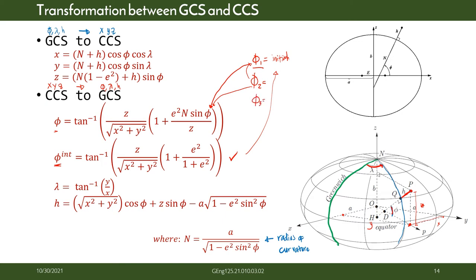If the difference between them, the delta, is around 0.001 seconds, then this is your final latitude. You don't need to input this value again into this equation, because the delta will be negligible, meaning this equation has already converged. When we say converge, it already settles. Then for the longitude, we have arctangent of y over x, a simple formula. And for the height, we have this formula.